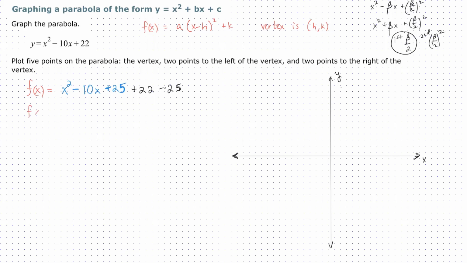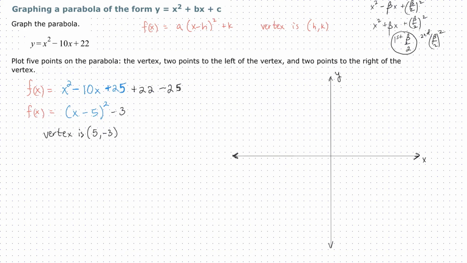Let's rewrite this. F of x is now equal to the quantity x minus 5 squared minus 3. That's exactly why we complete the square. Now we could identify the vertex. And the vertex is really key. It's going to be parentheses 5, negative 3. So the vertex is actually in the 4th quadrant.